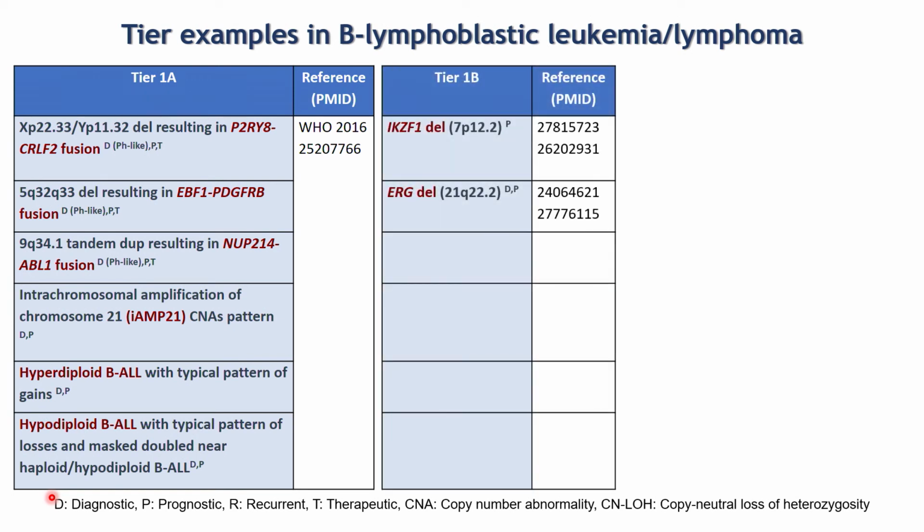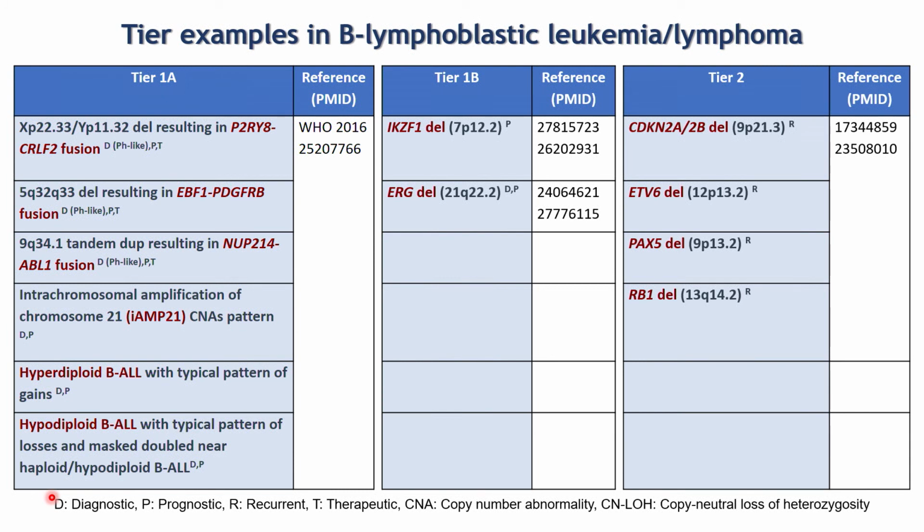Then in tier 1B examples, we list, for example, Ikaros deletion, because there is a lot of good quality evidence that Ikaros deletions in B-ALL have prognostic significance. However, this has not yet reached any professional guidelines, and there are no changes in clinical management for patients based on this finding. And so that's why it doesn't reach the highest tier of significance, and it's classified as tier 1B. And then in tier 2, we list examples of CDKN2A and B deletions, ETV6 deletions, PAX5 deletions.